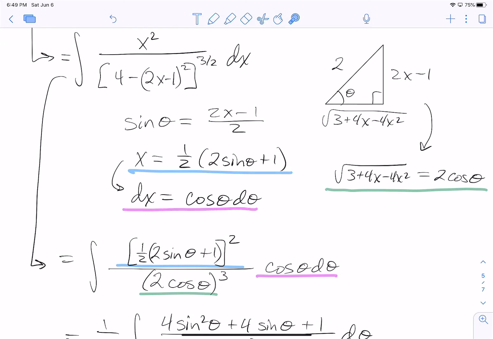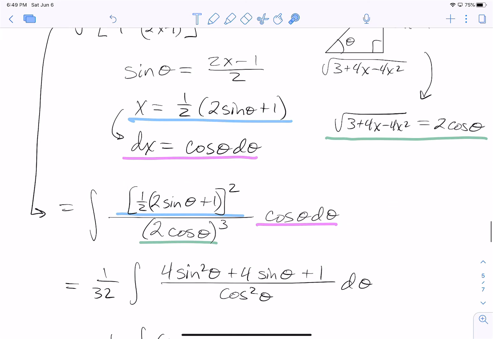dx is going to be cosine theta d theta. Using the triangle, the third leg of the triangle, I went ahead and went with the original radical, the square root of 3 plus 4x minus 4x squared, and that equals 2 times the cosine of theta. Making our substitutions, we end up with (1/2) squared in the numerator, 2 cubed in the denominator, that's all going to combine and become 1 over 32 outside of the integral.